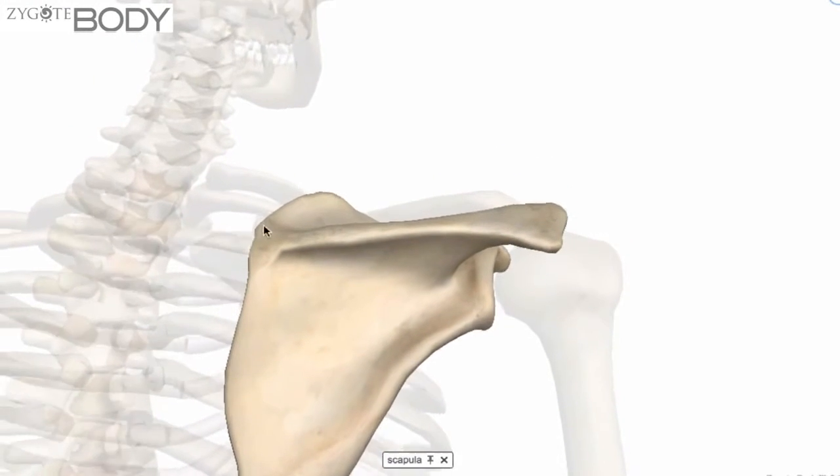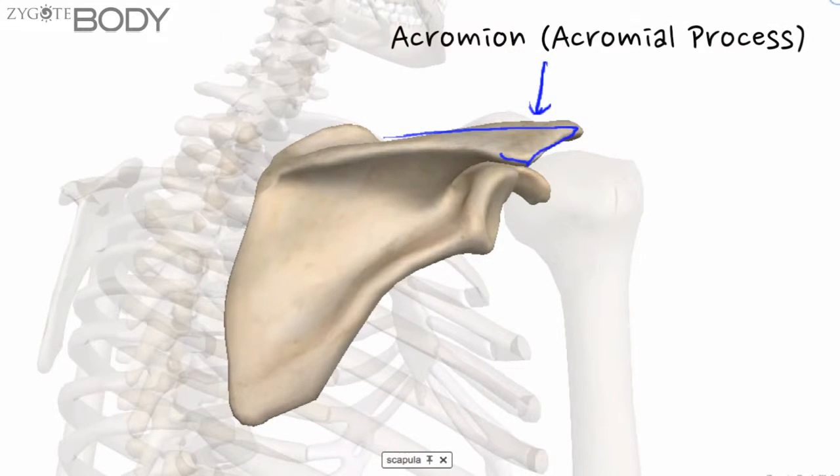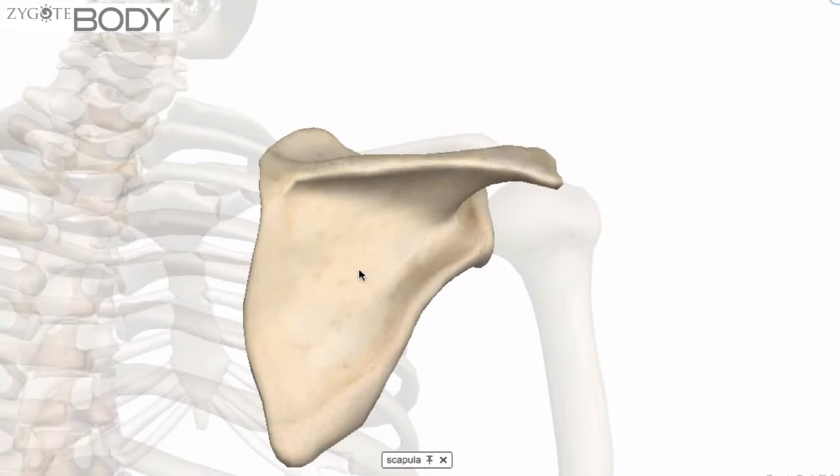And you can still see here this process. I'm going to highlight it for you. This process here is the acromion process. Now, another structure that you see on the posterior side of the scapula is the spine of the scapula. And this is the spine of the scapula.